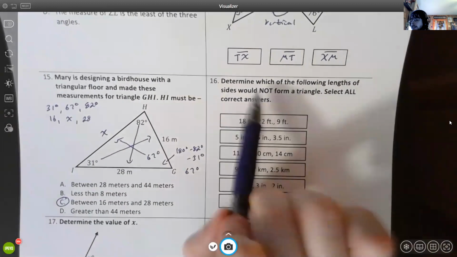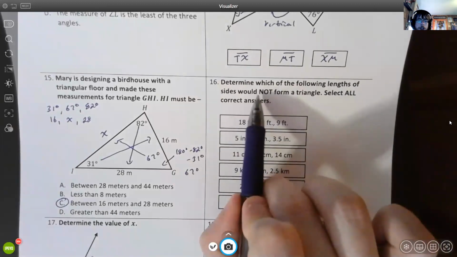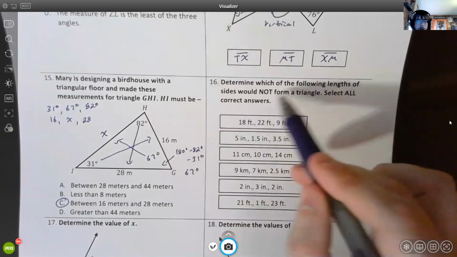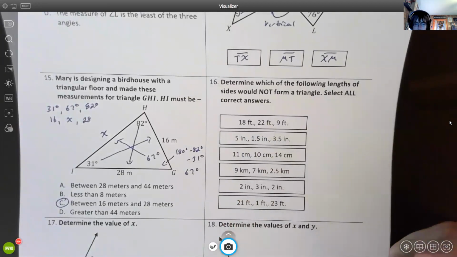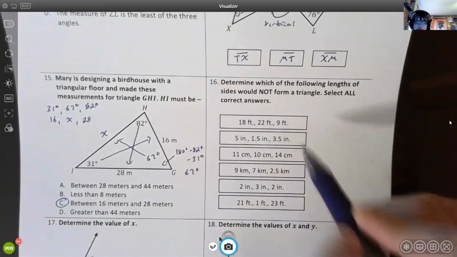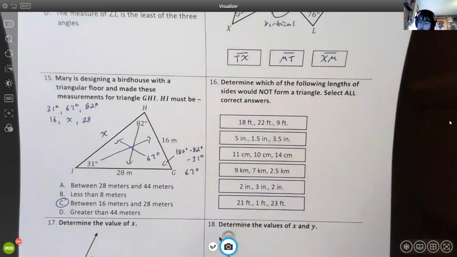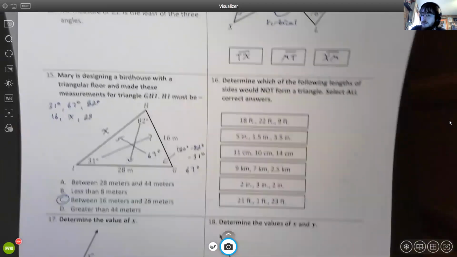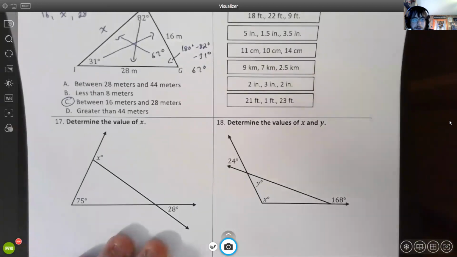Number 16, this one trips people up just because of the fact that it says determine which would not form a triangle. So if you say that it would form a triangle, this one does not want that as an answer. It wants the ones that do not form a triangle, which would be the second and last ones. All the other ones do form a triangle. Number 17 and number 18 are very similar.